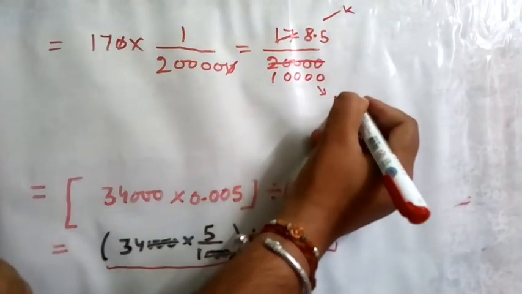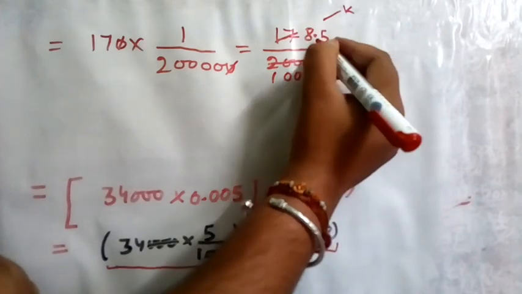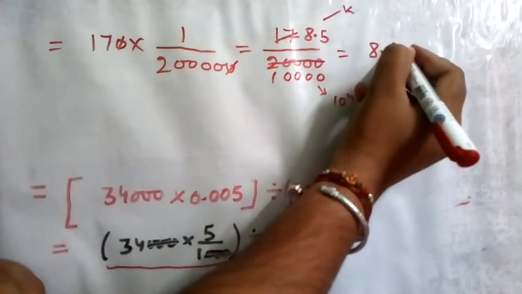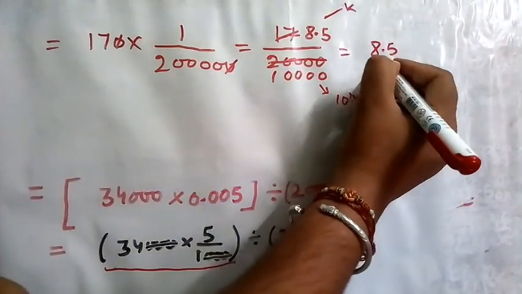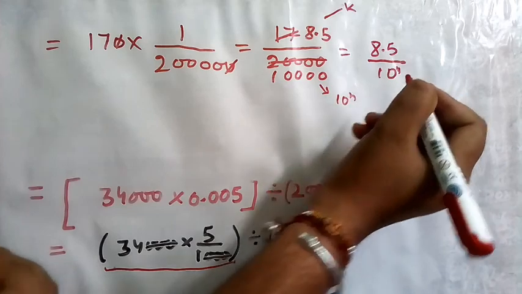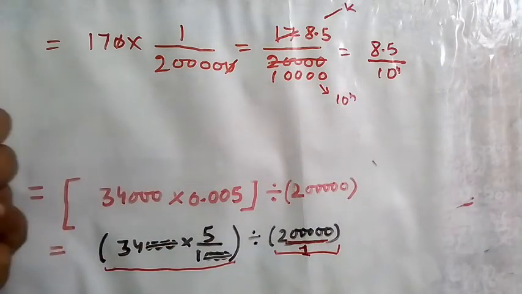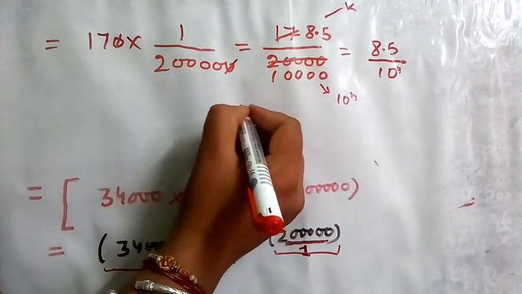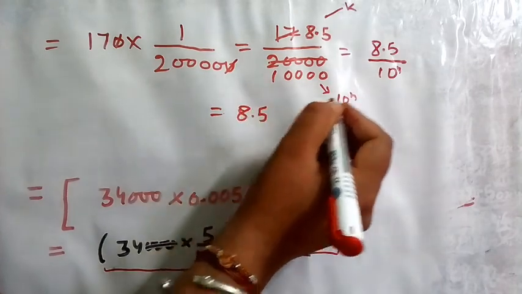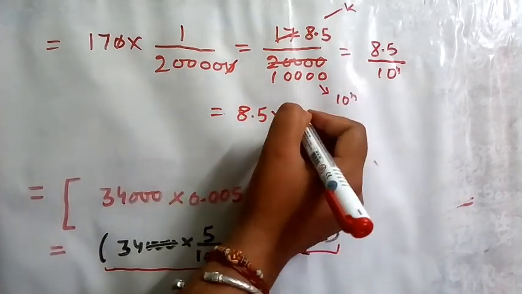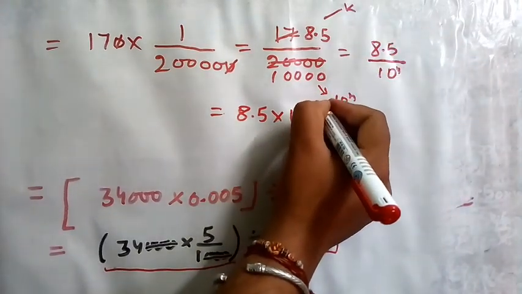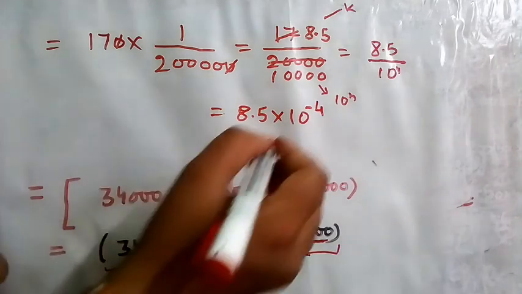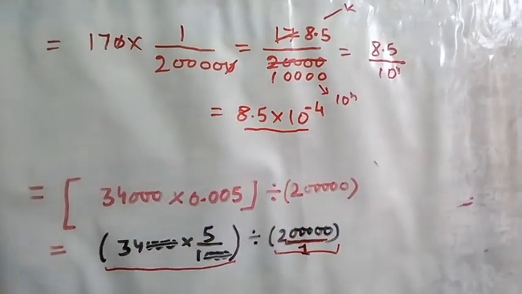So numerator part is k and denominator part is 10 raised to power n. So this can be written as 8.5 and take 10 raised to power 4 in the denominator, means 10,000 can be written as 10 raised to power 4. So this will be equals to 8.5 multiplied by 10 raised to power 4. You can take to the numerator, the power will become negative. So the answer is 8.5 into 10 raised to power 4.